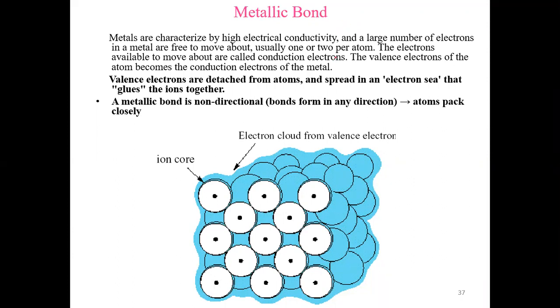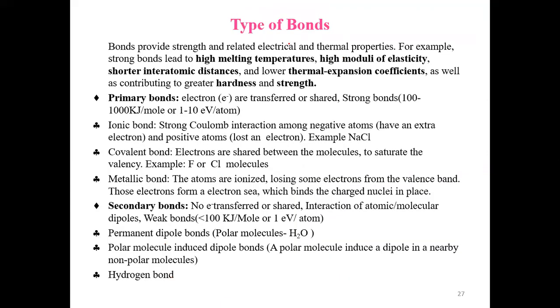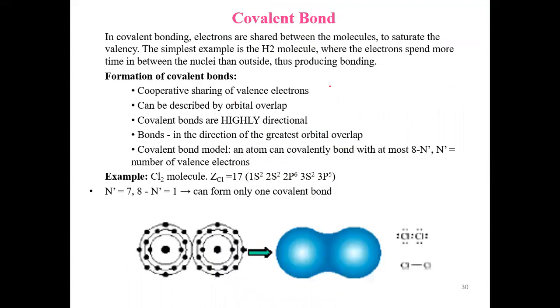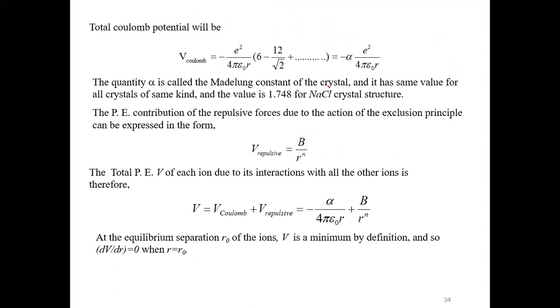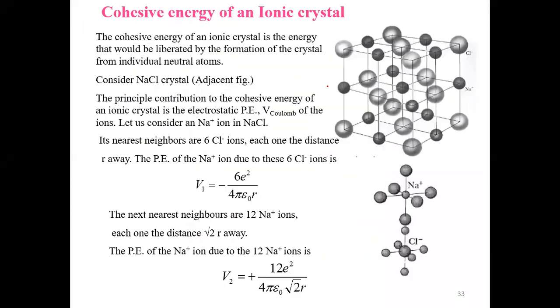And from the study of bond, you get information about melting temperature, modulus of elasticity, interatomic distances, thermal expansion coefficient, hardness, and strength. Okay, so we have already studied about ionic bond and also the covalent bond, and then we have calculated cohesive energy for ionic crystal.